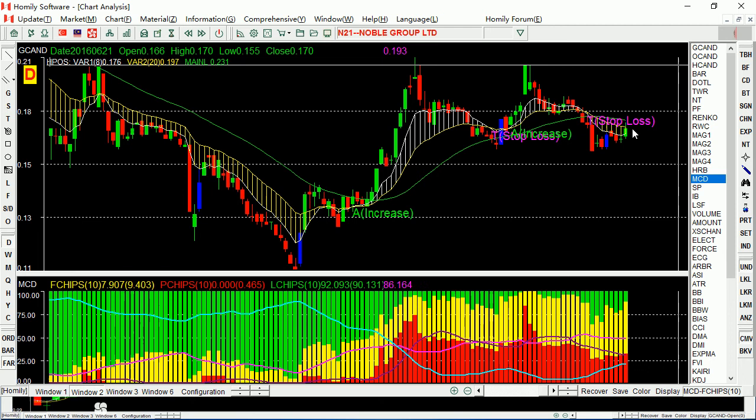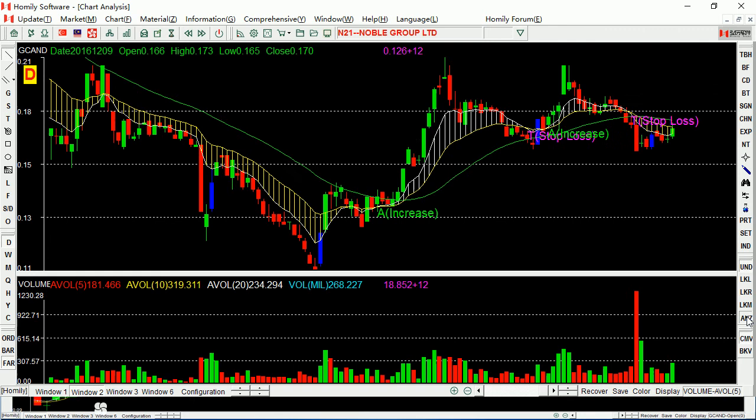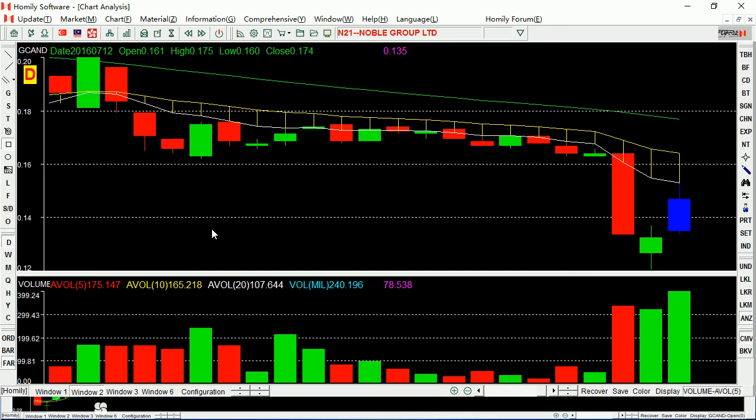How to increase our accuracy? So let's see this one. The blue candlestick appears. Can we buy or not? No, cannot, right? Because the trend is not good, so cannot buy.